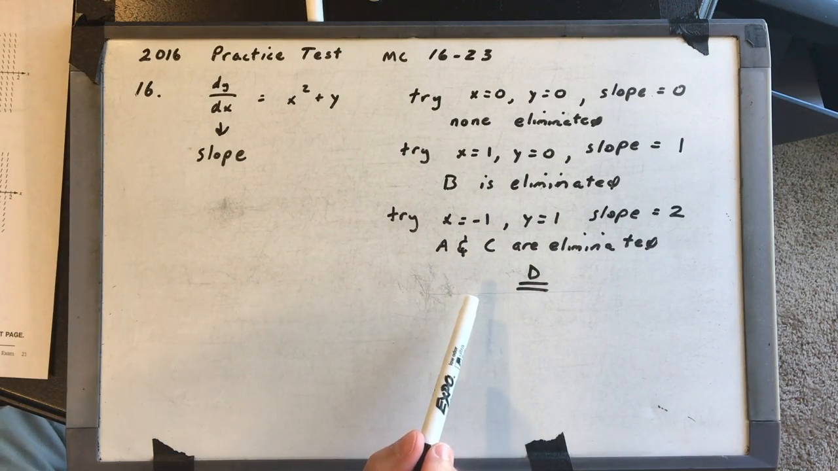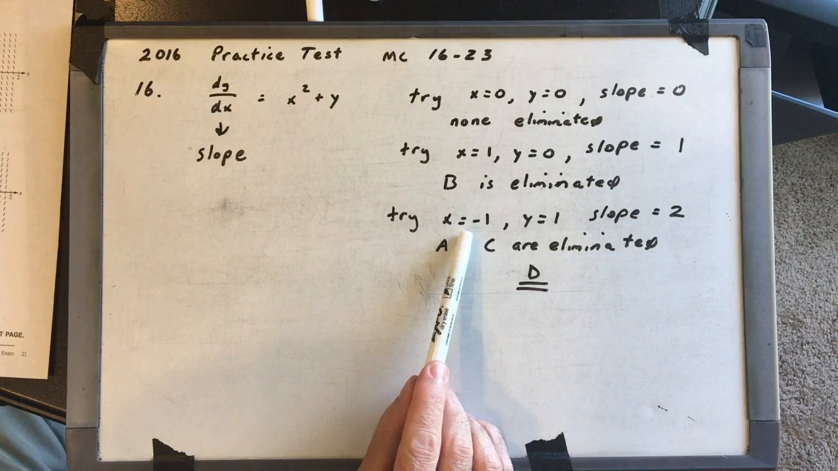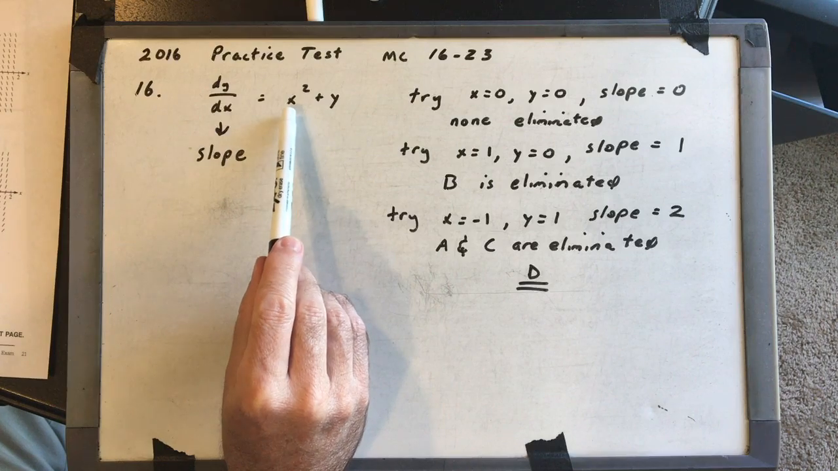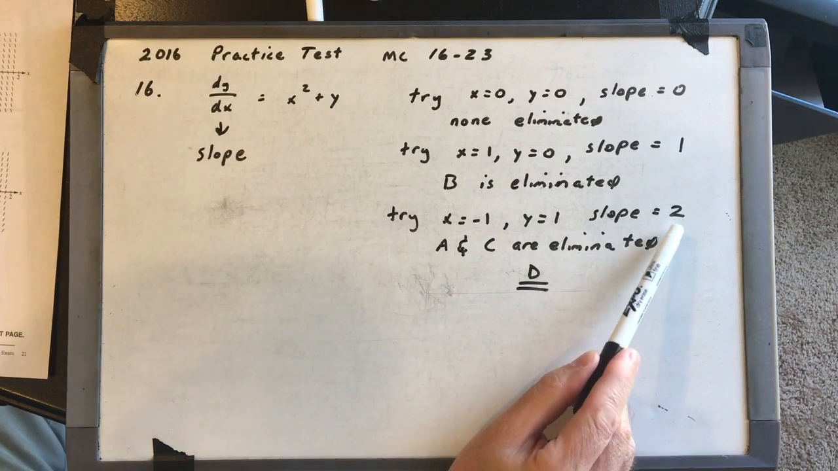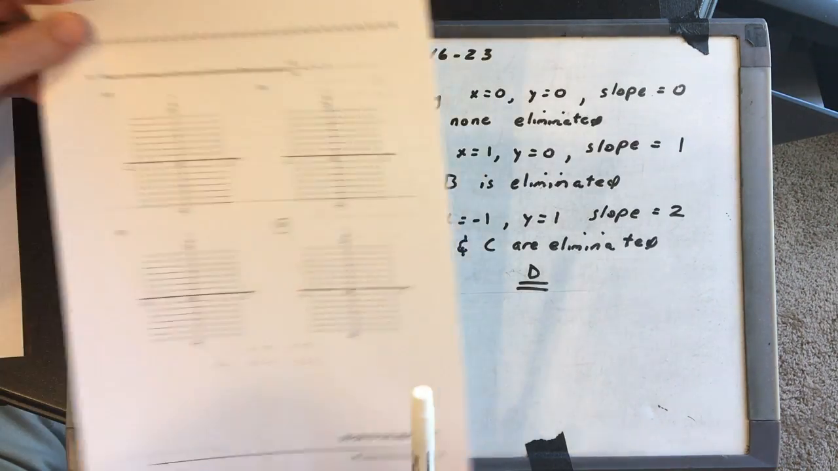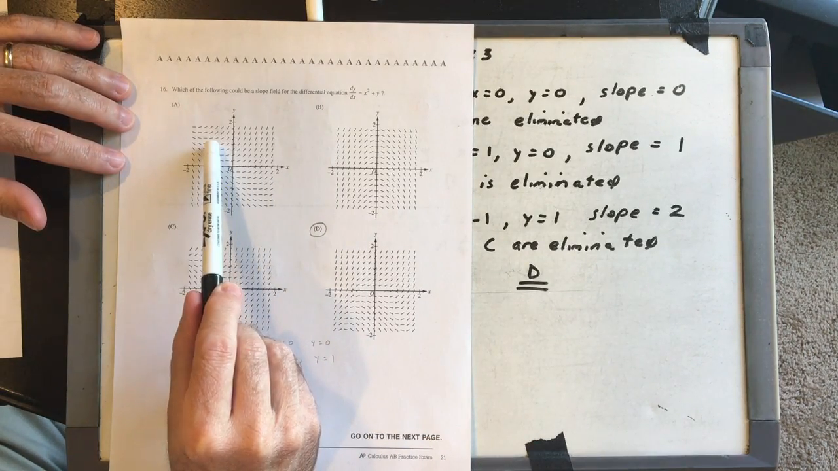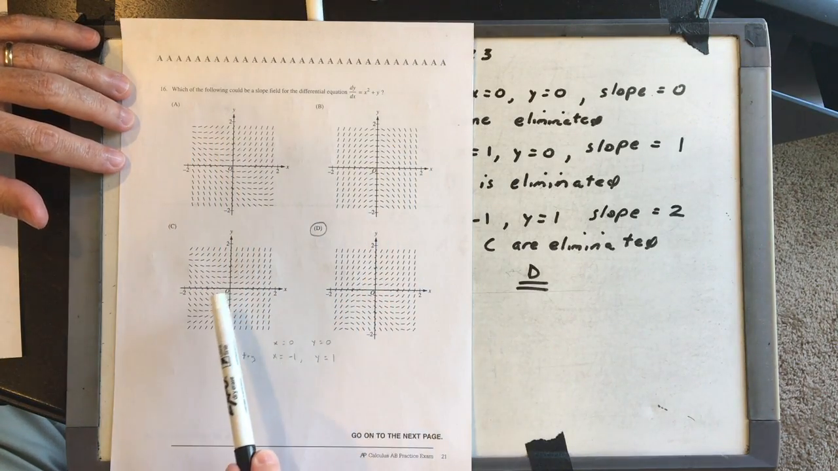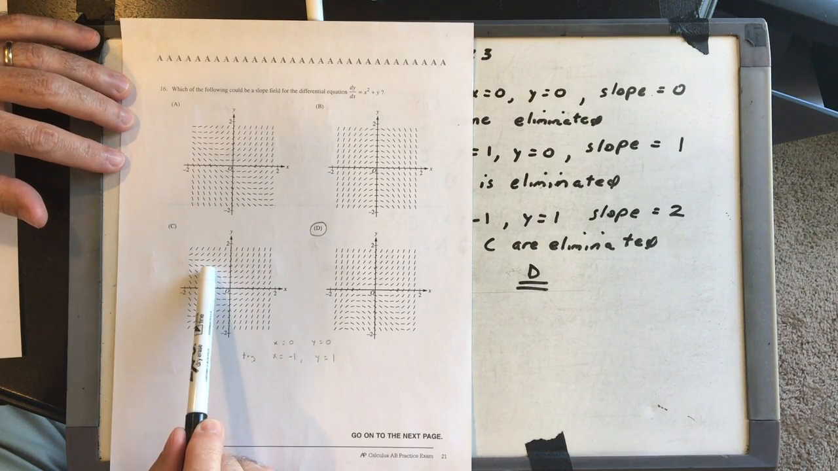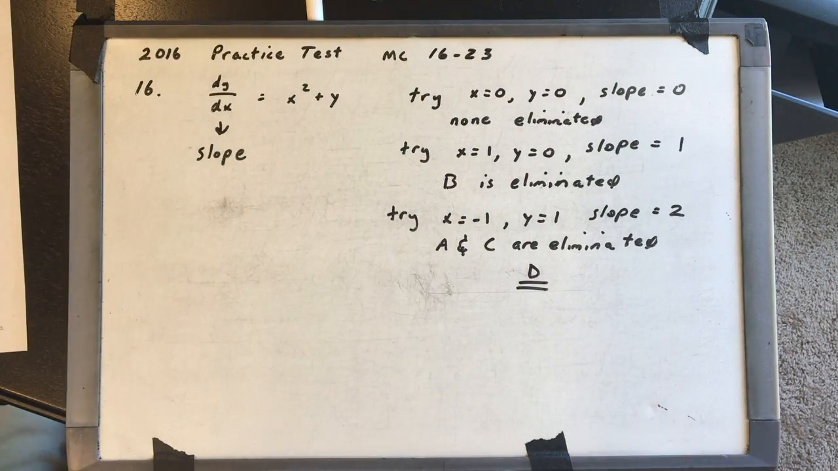And you may pick different numbers. Then I decided to try one on the negative side of the graph. So I tried x is negative 1 and y is equal to 1. If you plug negative 1 in, you get positive 1 plus 1, so you get a slope of 2. Let's look where x is negative 1 and y is positive 1. Which ones have a slope of 2? Right here we have a slope of 0, so A is eliminated. B was already eliminated before. C has a slope of 0 also at that point, so it's eliminated. D does have a slope of 2 there, so the only one left is D.